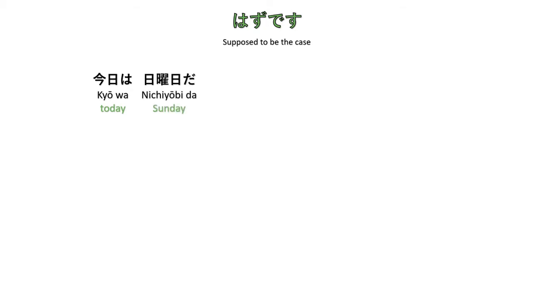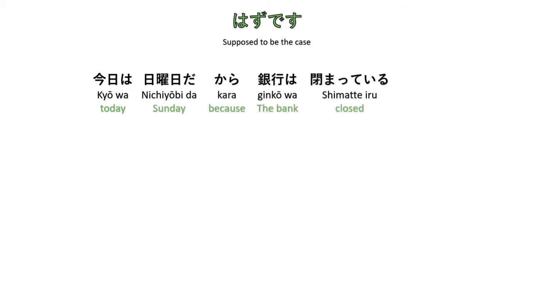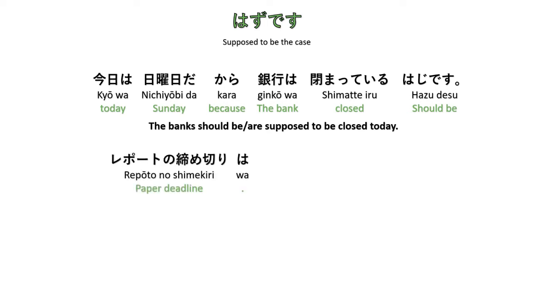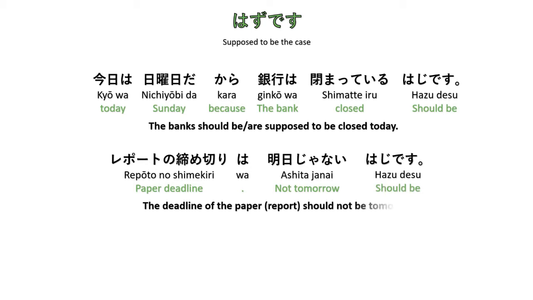今日は日曜日だから銀行は閉まっているはずです。The banks should be or are supposed to be closed today. So before hazu desu, we have the present casual form. レポートの締め切りは明日じゃないはずです。The deadline of the paper, the report, should not be tomorrow, or it's not supposed to be tomorrow.